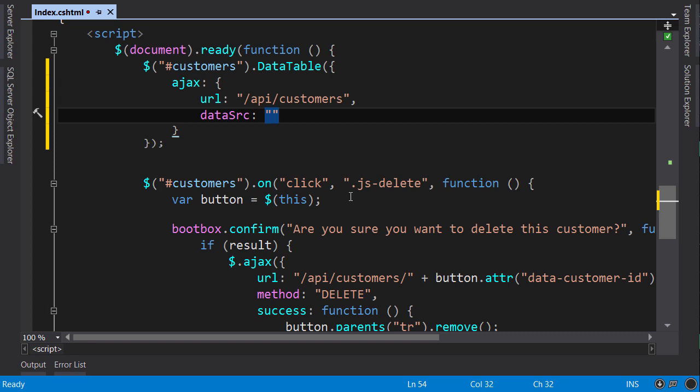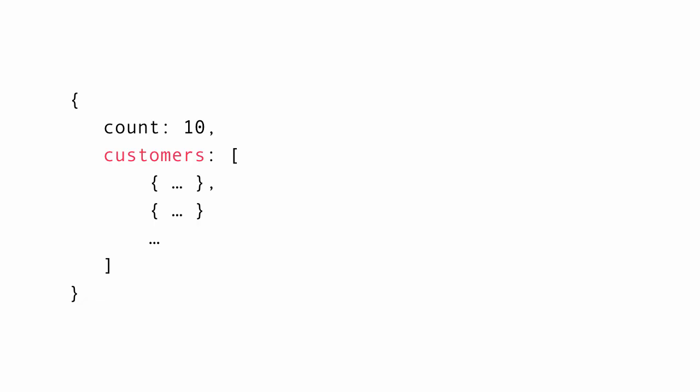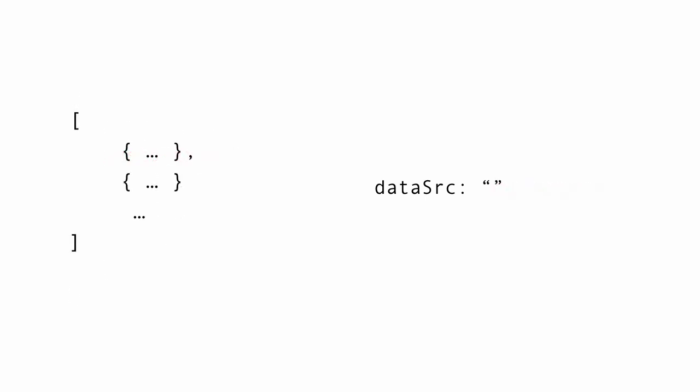What is this? Well, imagine our API responded with an object like this. In this case, the customers property is the actual source of data. So we would set data source to customers. But in our case, the response we get from our API is an array of objects. So this array itself is the actual source of data, and our data table doesn't need to go to another object to get it. That's why we set data source to an empty string.